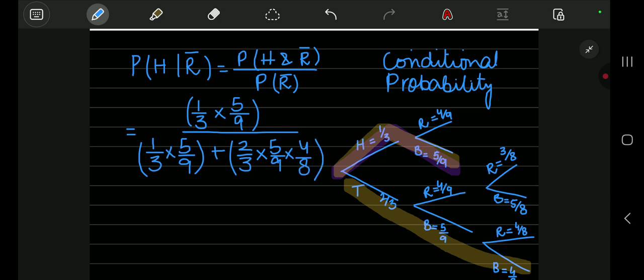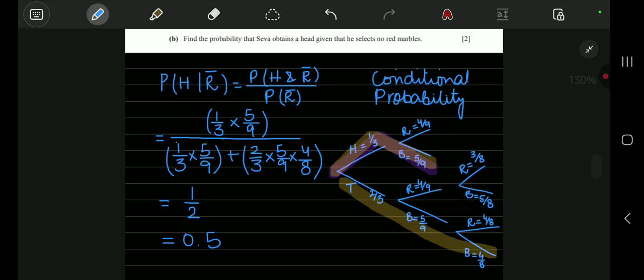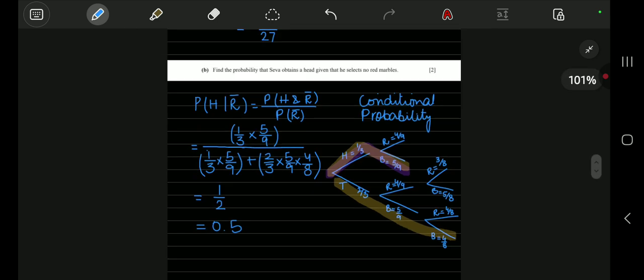Okay, now solve this all together. It will give you 1 over 2. Or you may write it to be probability 0.5. Okay, so this is all about question 2.